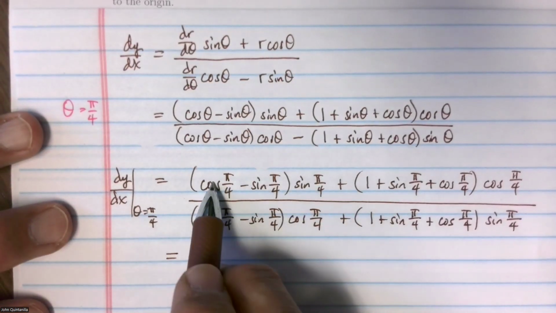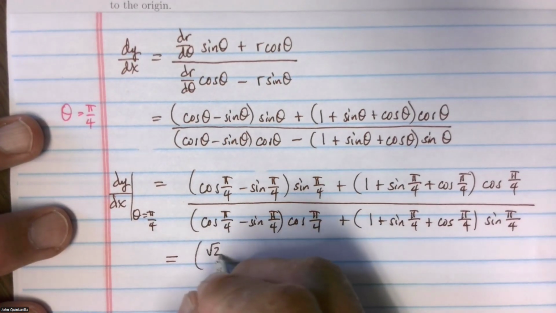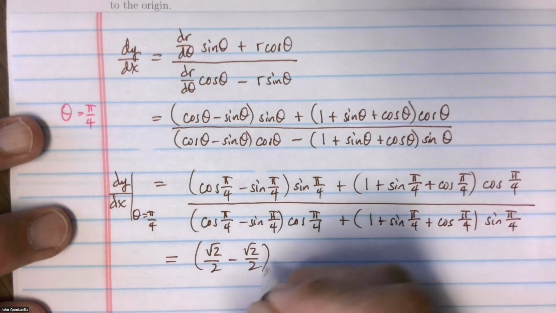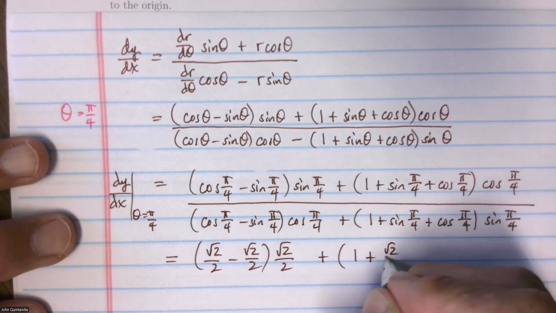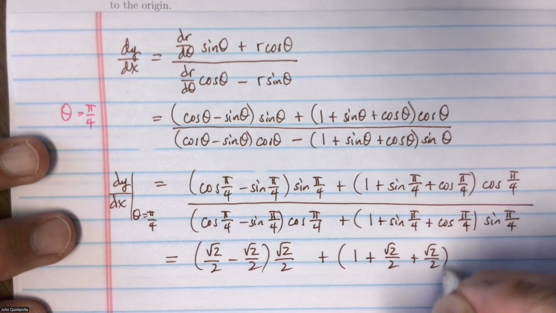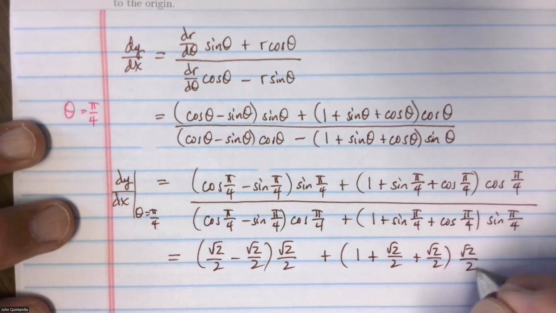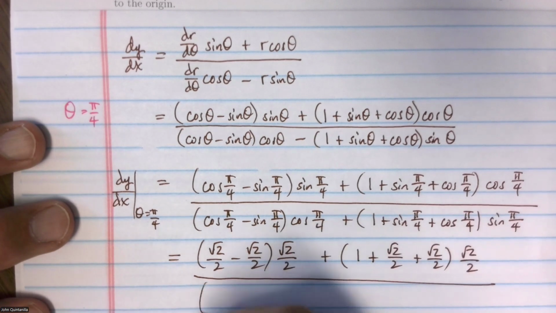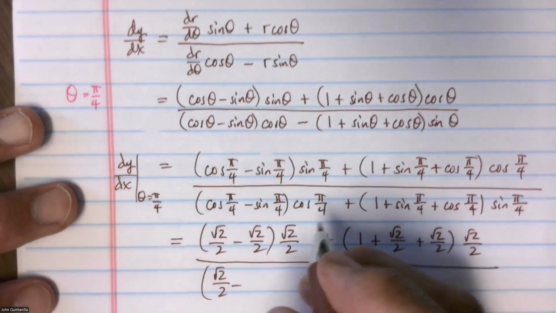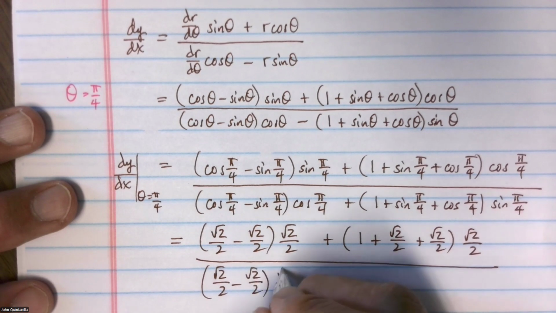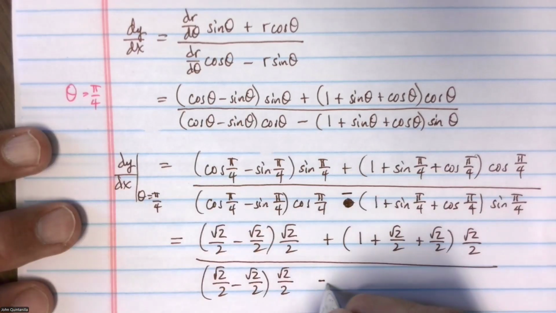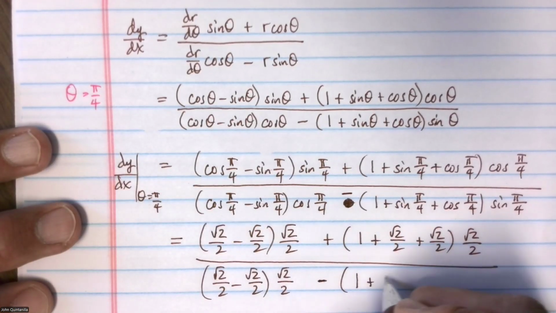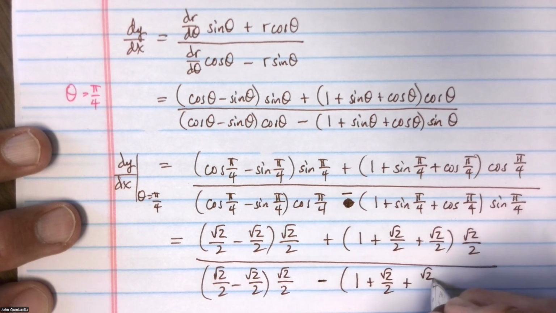Now both sine and cosine of π/4 are equal to square root of 2 over 2. Square root of 2 over 2 minus square root of 2 over 2 times square root of 2 over 2, plus 1 plus square root of 2 over 2 plus square root of 2 over 2 times square root of 2 over 2, all over square root of 2 over 2 minus square root of 2 over 2 times square root of 2 over 2. And I'm sorry, that should have been a minus here. I apologize. Minus 1 plus square root of 2 over 2 plus square root of 2 over 2 times square root of 2 over 2.